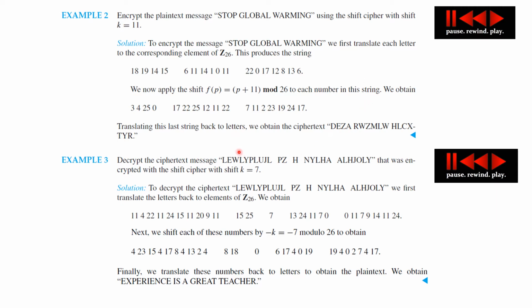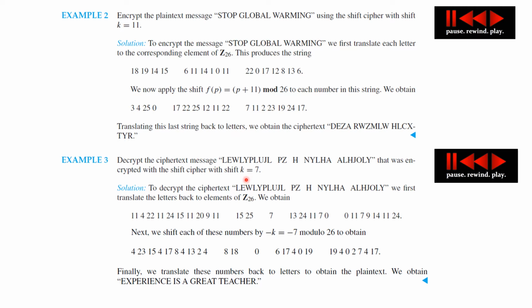So you should have translated stop global warming into this encrypted phrase. And this does go on to the next line. Warming had to be split over two lines here. Let's look at another example. Decrypt the ciphertext here. Now this is encrypted, and here the key was 7.